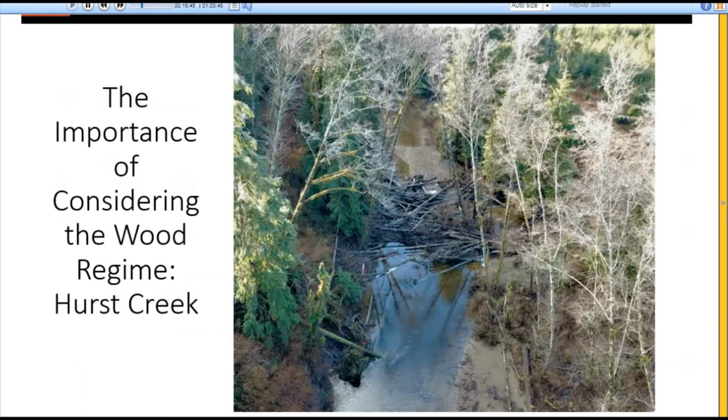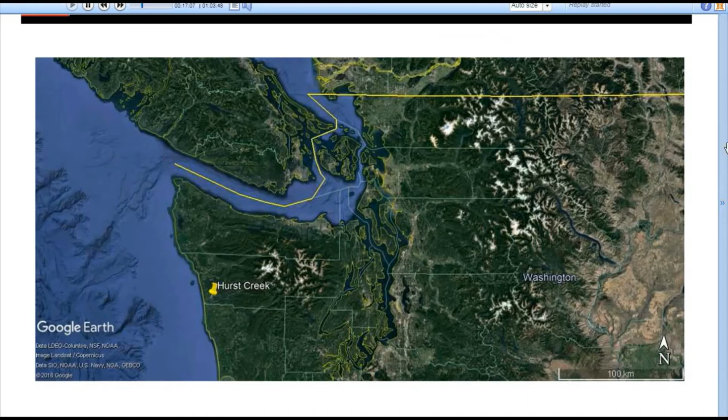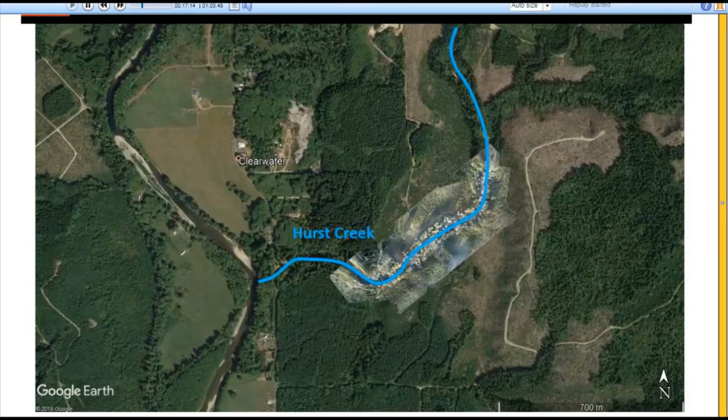So I won't go into this much further talking about the wood regime, but I will use this case study that I've been working on, a creek called Hurst Creek out in the Olympic Peninsula, to talk about why it's really important to use the wood regime as a broad-scale paradigm for managing wood in rivers. Hurst Creek is a small tributary to the Clearwater out on the Olympic Peninsula here in Washington. The reach that I'll be talking about is right near the confluence with the Clearwater, so it's the lowest reach of Hurst Creek.